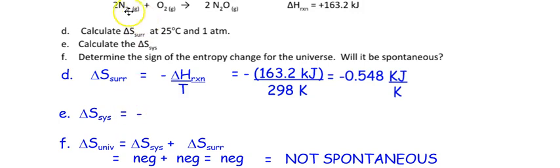What about the system? I'm going from 3 moles of gas to 2 moles of gas, so the system is negative. What about the universe? Well, system is negative, surroundings is negative, the whole thing is negative. So is it spontaneous? No, it's not. So that is the end of section 17.4.